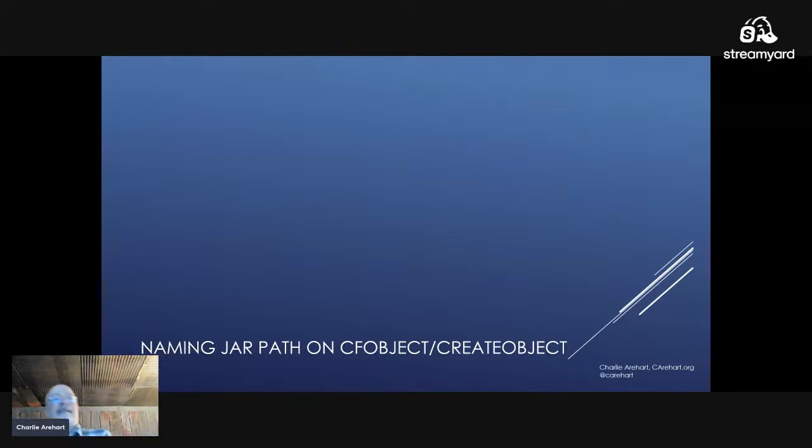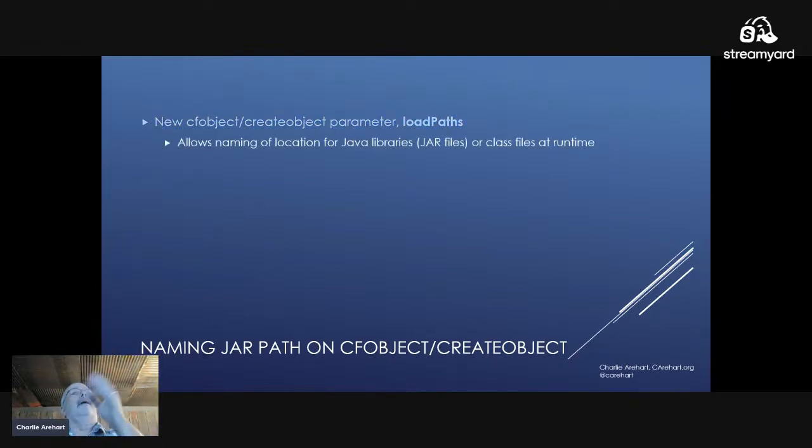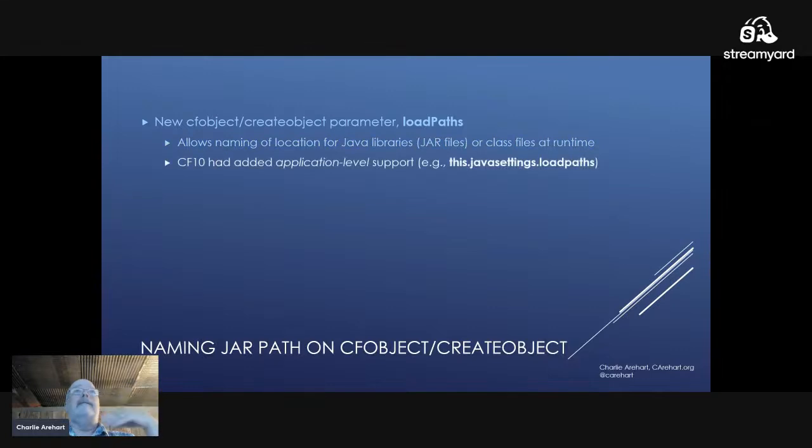Another new feature of CF2025, another hidden gem, is you can now name the jar path on which to load a Java class on a CF object, on a create object. What do I mean by that? Well, it's got a new parameter of the function or an argument, an attribute of the tag called load paths. And it allows you to name where is a Java library or class file that you want to be loaded on that page for that specific CF object, create object call to do some Java thing.